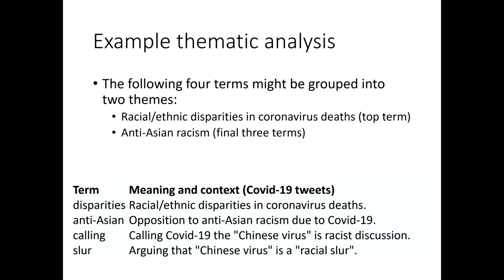Here is my answer. My first theme from the thematic analysis is racial or ethnic disparities in coronavirus deaths, and I think that's just the top term. And I think the other 3 terms are related, so I've put them into one theme, which is an anti-Asian racism theme. So I think these 2 represent 2 different themes. Did you get something similar?